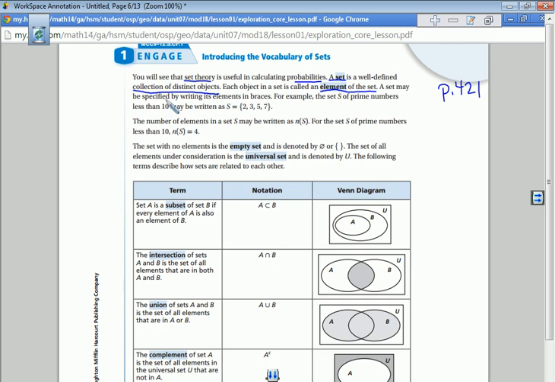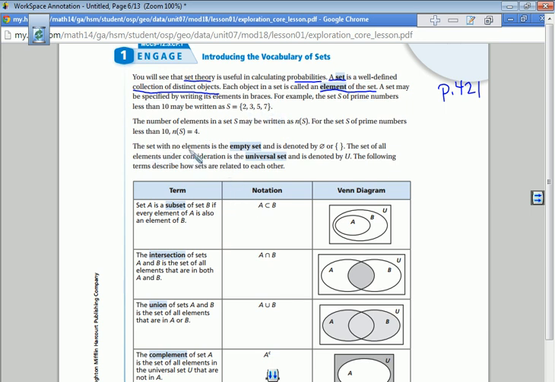A set may be specified by writing its elements in braces. For example, the set S of prime numbers less than 10 could be written like this. The set S contains 3, 2, 5, and 7. And so with a set, we would use the braces at the end to denote a set. So the number of elements in a set, N of S, and we've actually already talked about this, for this set, how many elements were in that set? 4. There were 4 total objects in that set.